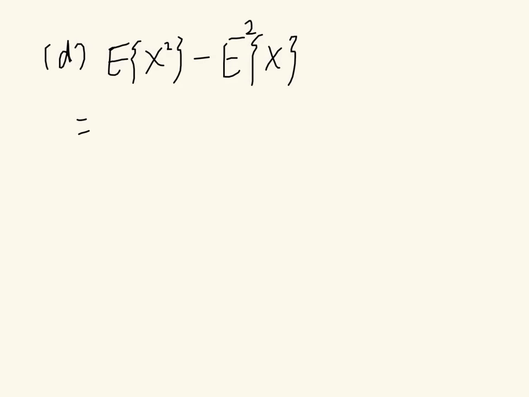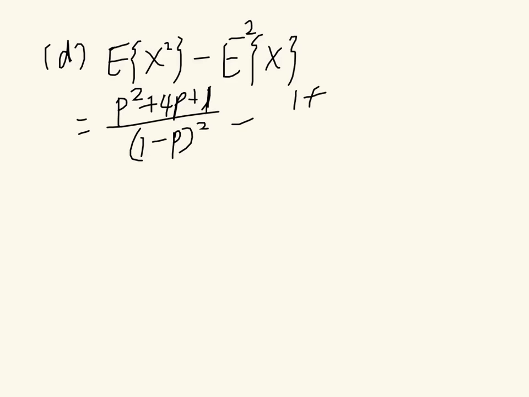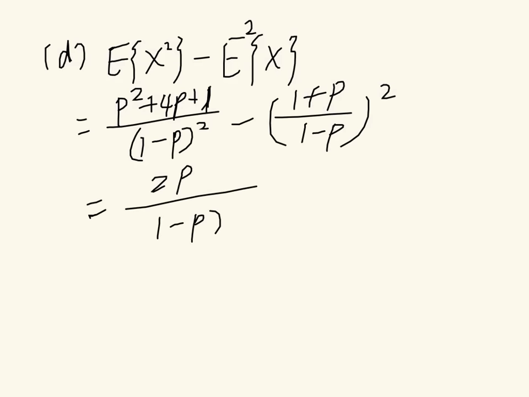The problem D needs us to find the variance, the expected value of X squared minus the square of the expected value of X. This is equal to (p squared plus 4p plus 1) over (1 minus p) squared, and this term is equal to (1 plus p) over (1 minus p) squared. And this is equal to 2p over (1 minus p) squared.